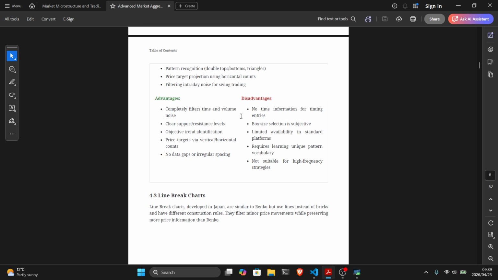The disadvantages: no time information for timing entries, box size selection is subjective, limited availability in standard platforms, requires learning a unique pattern vocabulary, not suitable for high frequency strategies.